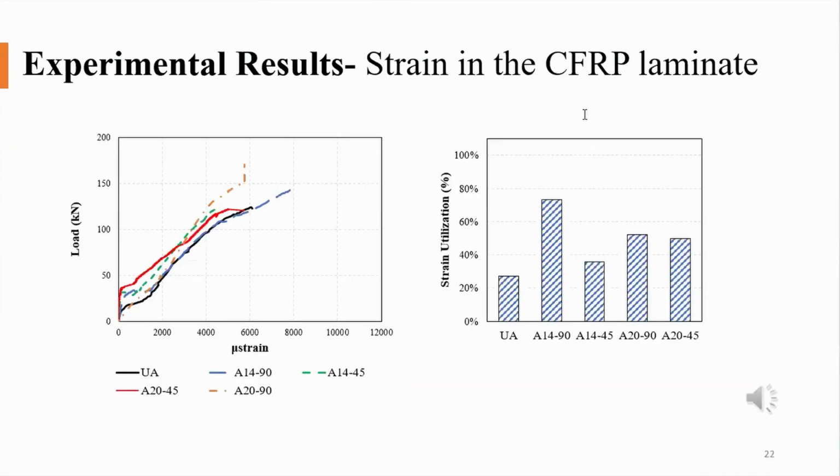We also measured the strain in the CFRP laminates and plotted the load versus strain. And here we can notice that A1490 reached the maximum strain in the FRP laminates. We also calculated the strain utilization percentage, which is the percentage of the maximum strain attained in the CFRP laminate during the experiment to the rupture strain of the CFRP, and it is a measure of how much of the CFRP strain we utilized. So here we can notice that the maximum strain utilization was obtained by the beam anchored with 14 millimeter diameter at a 90 degree angle.